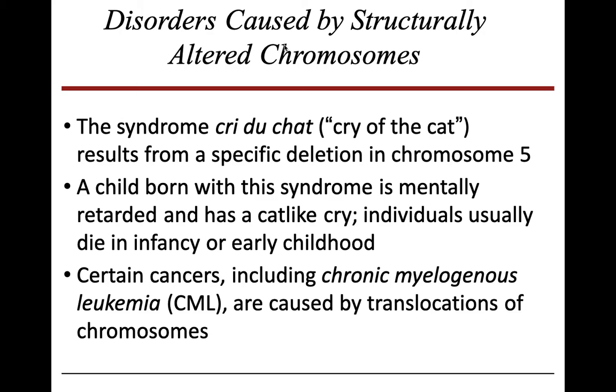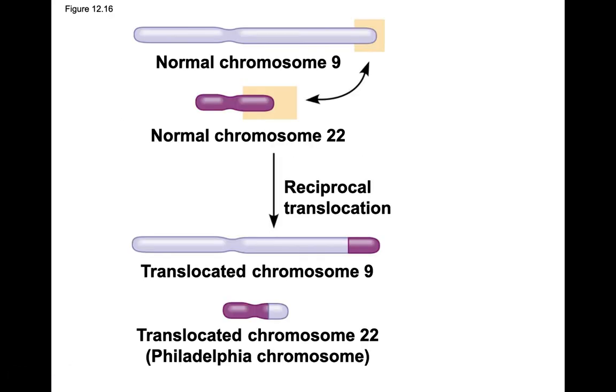Another disorder caused by structurally altered chromosomes is Cri-du-Chat, which is a specific deletion of chromosome 5, and this person tends to have a cat-like cry in terms of its vocal expression. And you can have things like chronic myelogenous leukemia, which is caused by translocation of chromosomes, where chromosomes 9 and 22 have translocation of those genes.